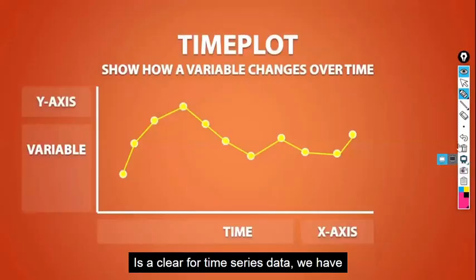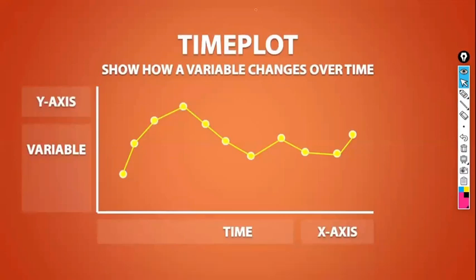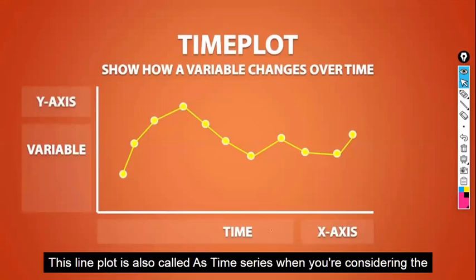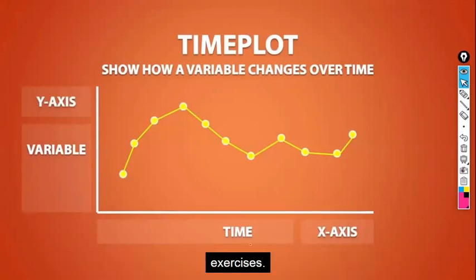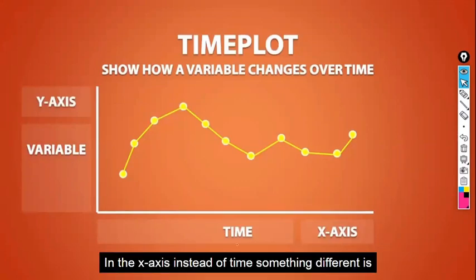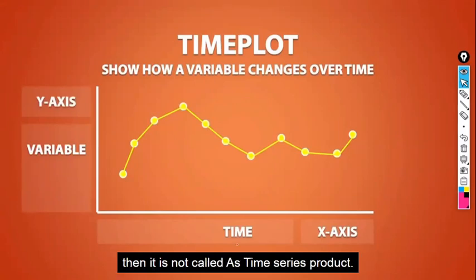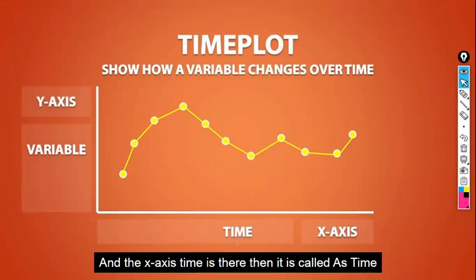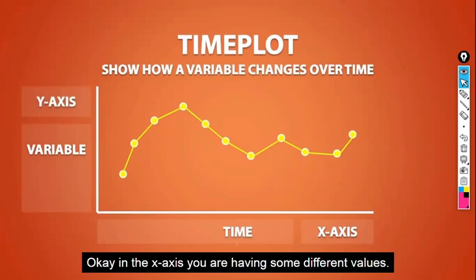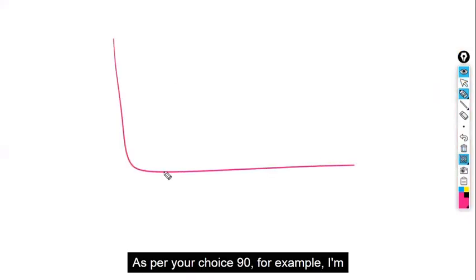Is that clear? For time series data, we have to go with the line plot or time series plot. This line plot is also called a time series plot when you are considering time on the x-axis. If on the x-axis, instead of time, something different is there, then it is not called a time series plot. On the x-axis, if time is there, then it is called a time series plot. In the x-axis, you are having some different values as per your choice, say 90.